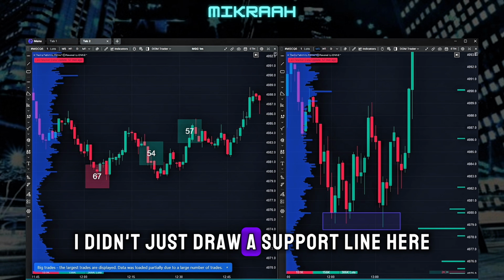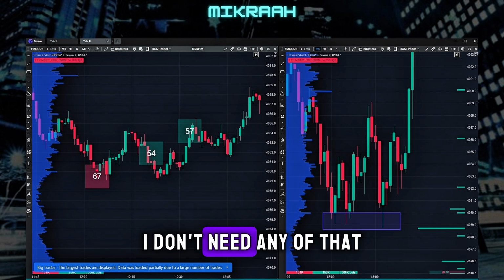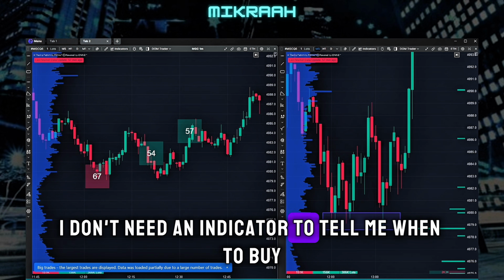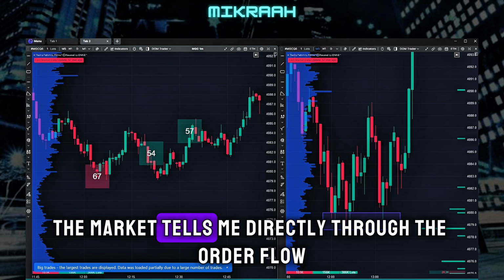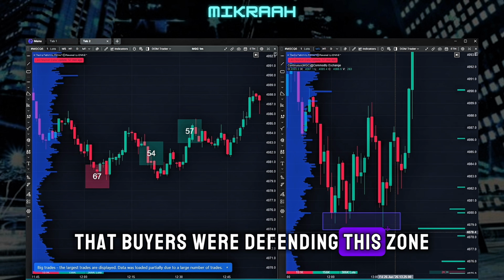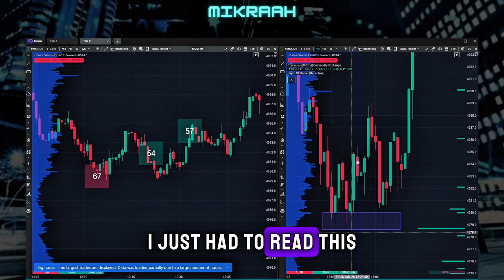I didn't just draw a support line here. I don't need any of that. I don't need an indicator to tell me when to buy. The market tells me directly through the order flow that buyers were defending this zone. I just had to read this.